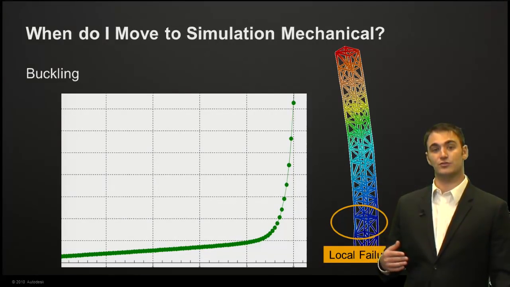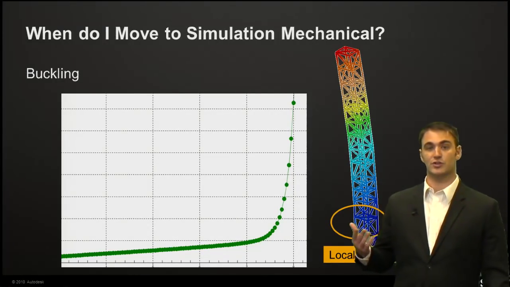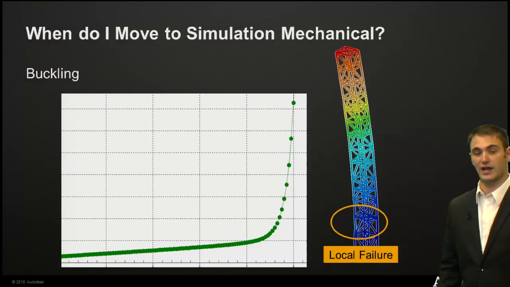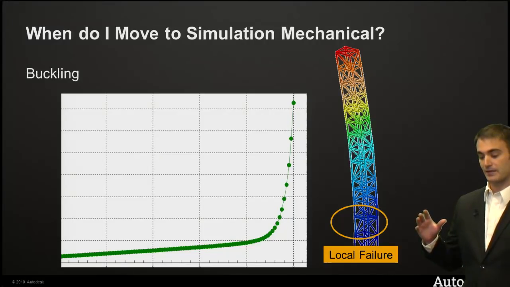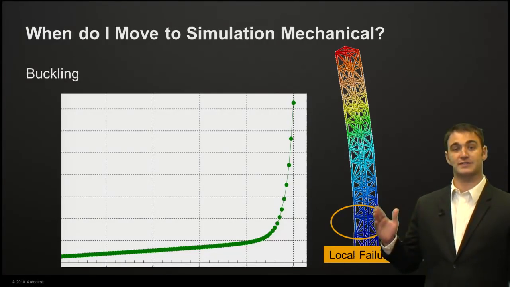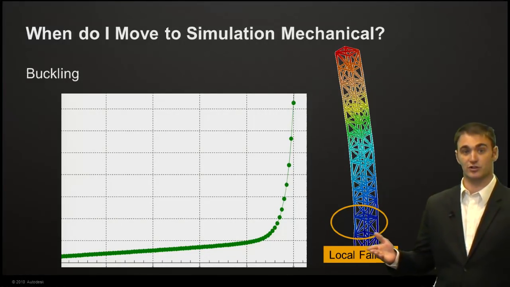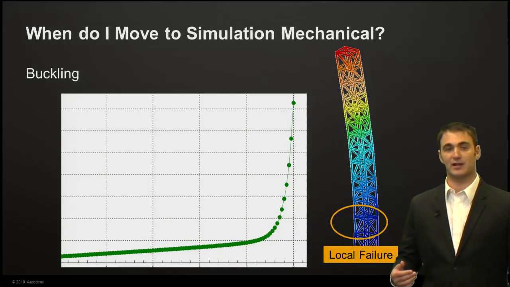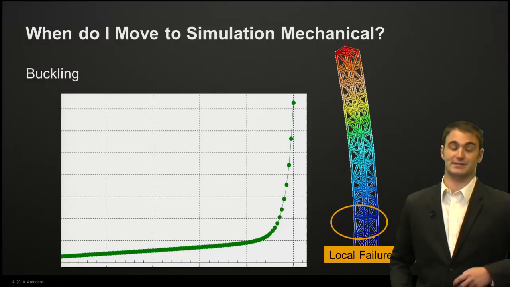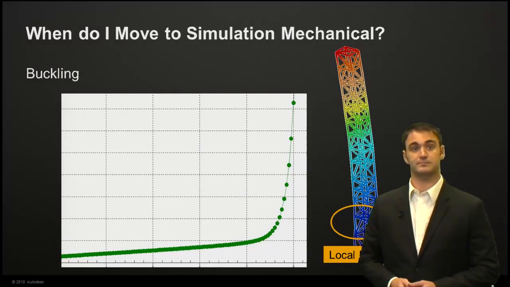But beyond that, you can do nonlinear buckling, which is going to result from localized failures. Anytime you have a local failure in a system, it can cause that system to buckle. So at a certain rate, the same amount of load causes the system to basically fully collapse.